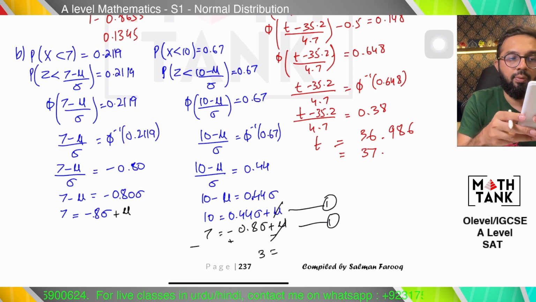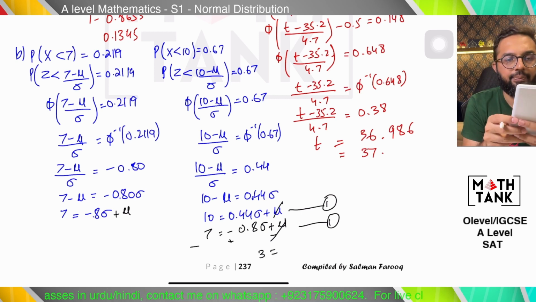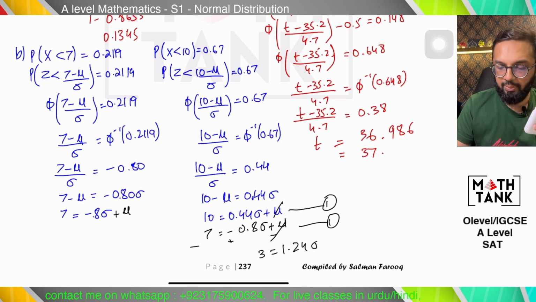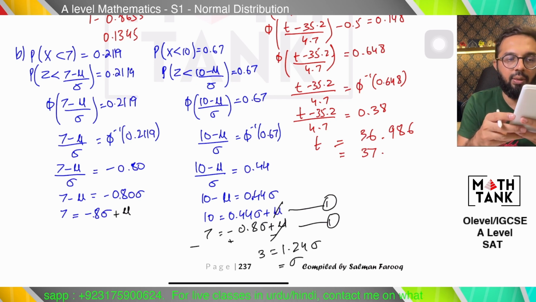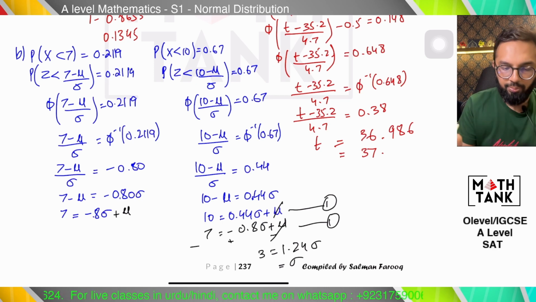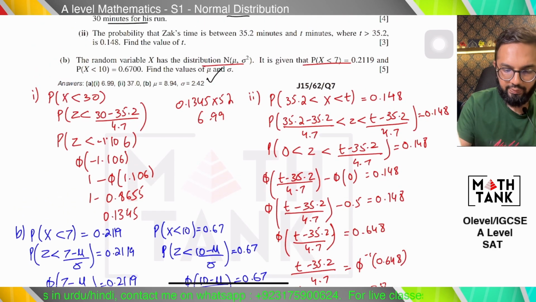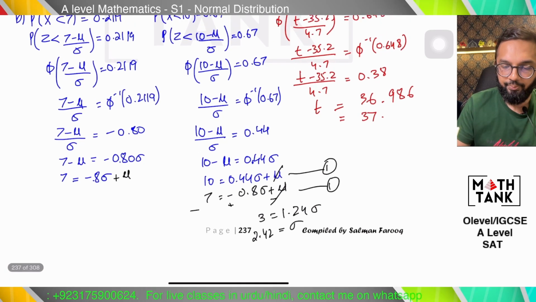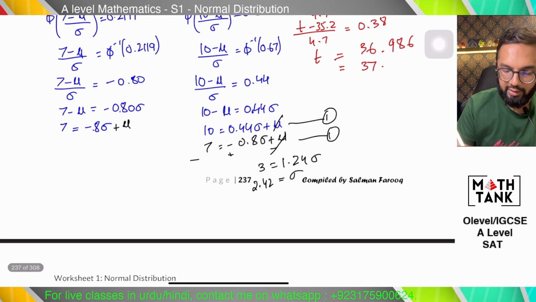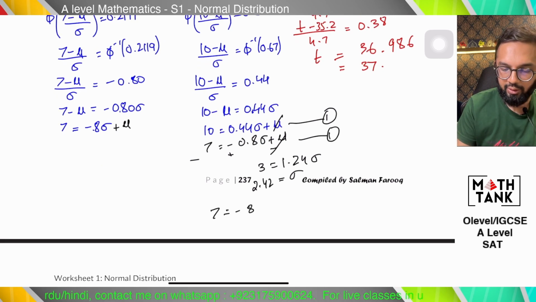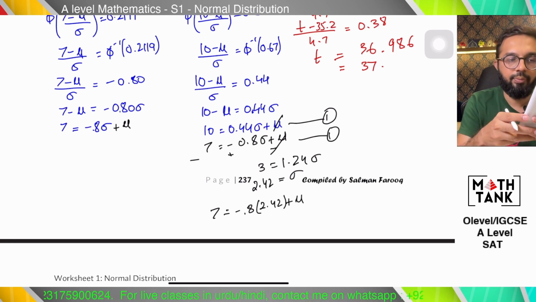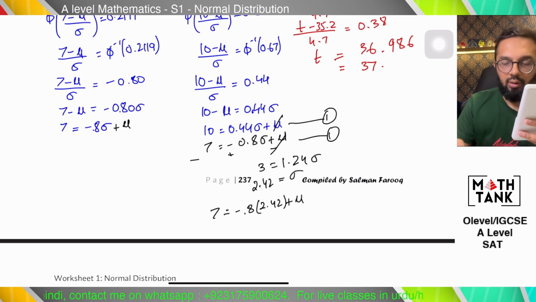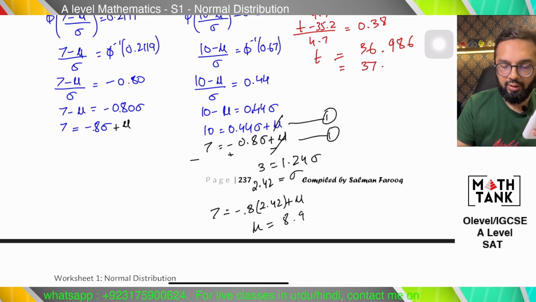I think we should get our answer. 1.24 sigma equals 3. So sigma is 3 divided by 1.24, which is 2.42. Yes, I got it right in the first go this time because I'm not making silly errors anymore. Okay, so then 7 equals minus 0.8 times 2.42 plus mu. I get mu equals 8.93.